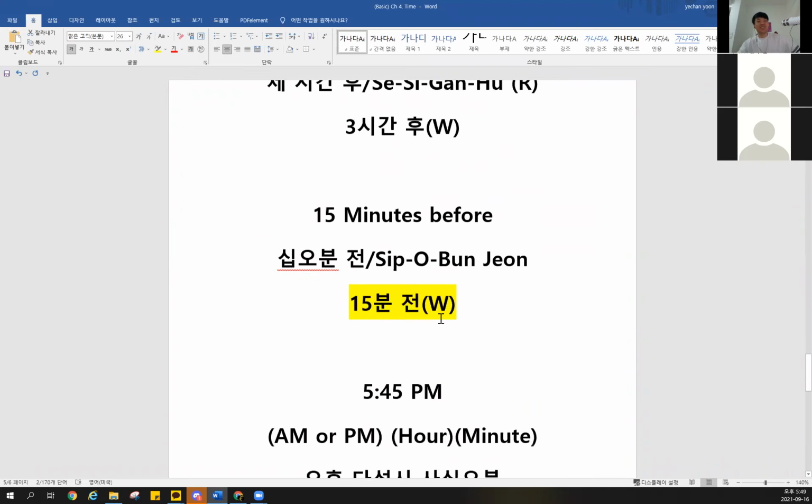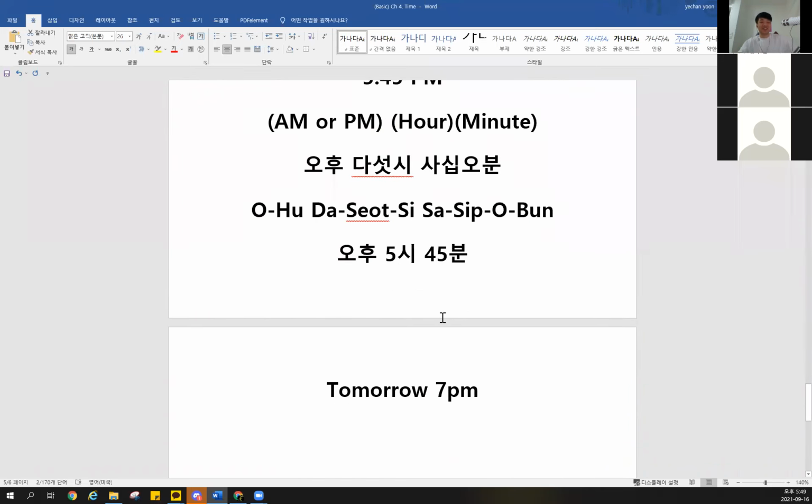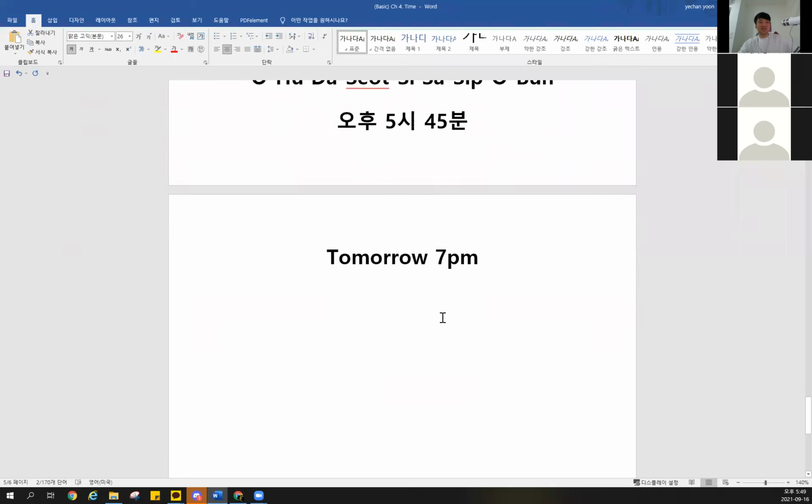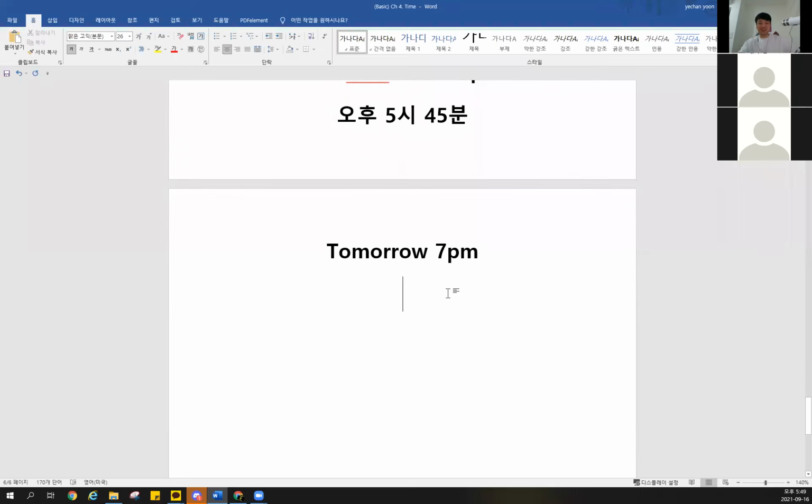Okay, somebody is confused about writing and reading at the same time. If you want to write it down with the reading version, you also have to write the 7 with the reading version, right? Then what is it going to be? 내일 오후 7시.